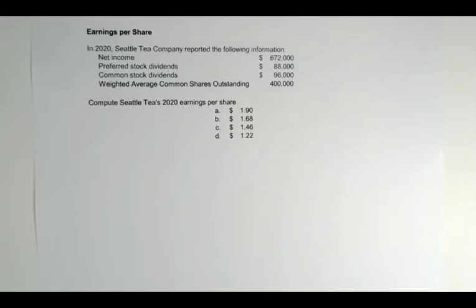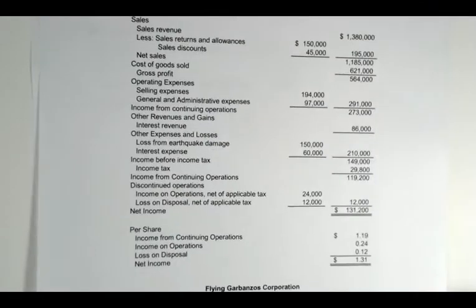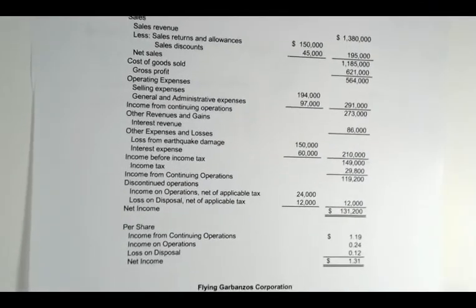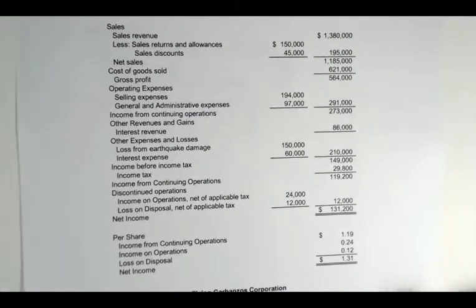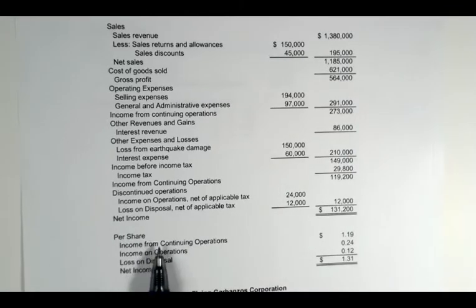Well, just so you know, the earnings per share calculation is always shown on the front of the income statement. So here's a sample income statement, okay? And so we've got all of our income and such. But we look down here at this per share, and this is where we have the earnings per share.